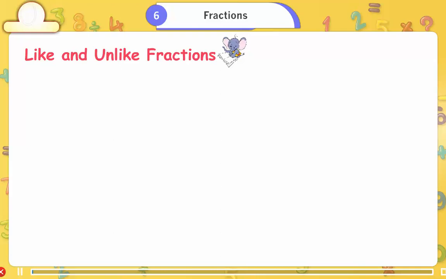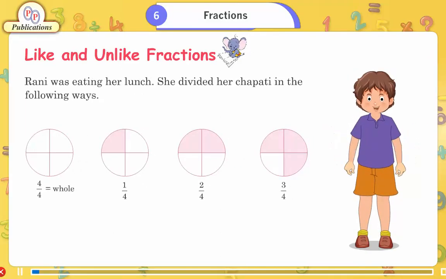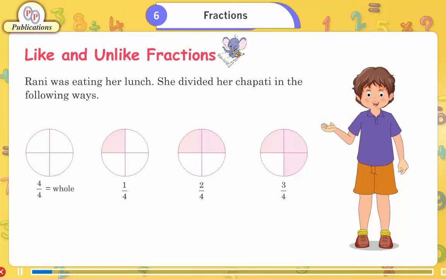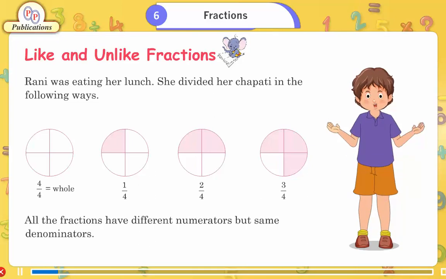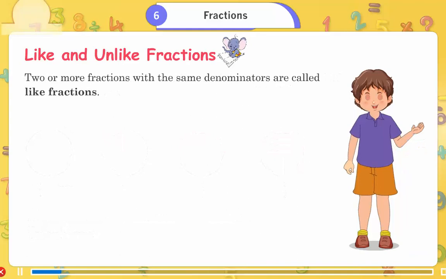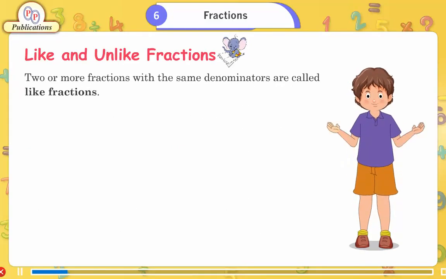Like and unlike fractions. Rani was eating her lunch. She divided her chapati in the following ways. 4/4 is equal to a whole. 1/4, 2/4, 3/4. All the fractions have different numerators but the same denominators. Two or more fractions with the same denominators are called like fractions.